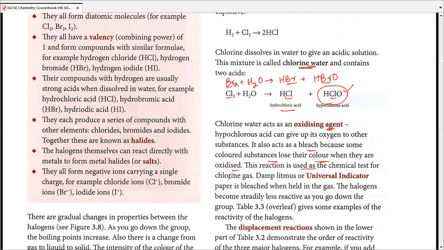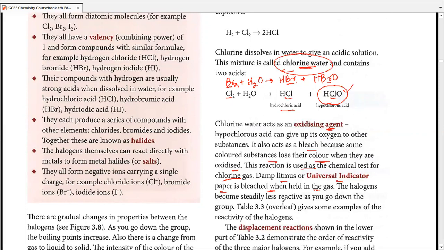This reaction is specifically used as a chemical test for chlorine. So what do we do? We dissolve chlorine in water, we make some chlorine water solution, and we react it with something. If it bleaches it, the water is some chlorine water. And we can go for the same reaction for the gas. We're going to cover that part hopefully in chapter number 12. Moving on, damp litmus paper or universal indicator paper, when it is dipped or lowered into chlorine gas, it is bleached. First, it is converted into red, then it is bleached.